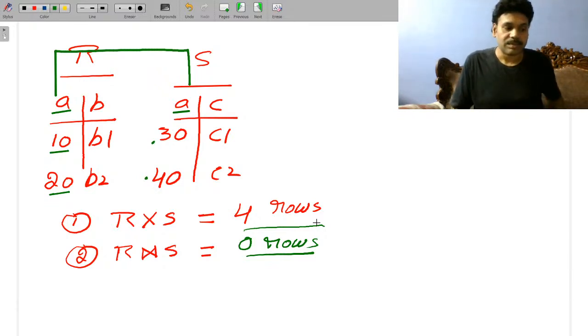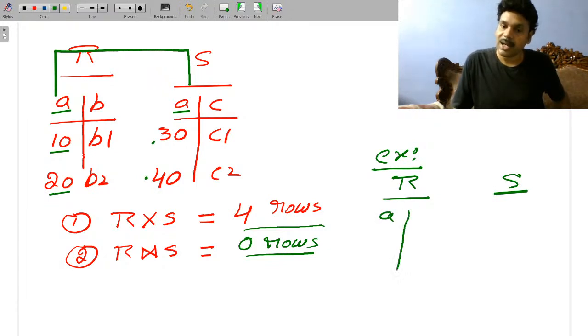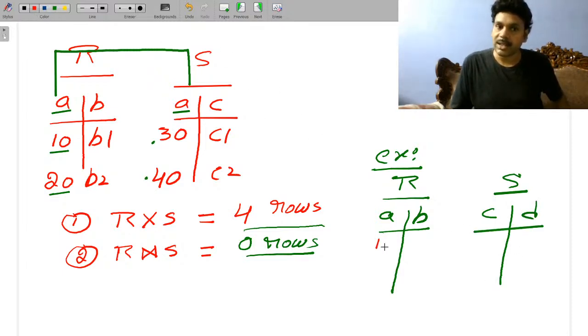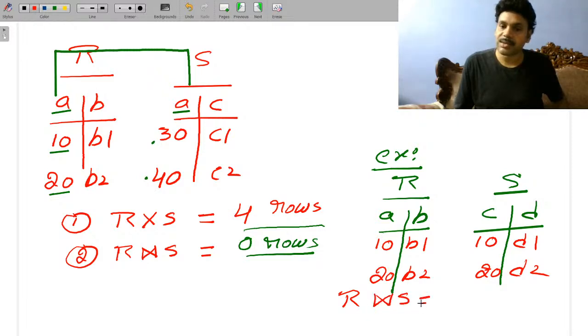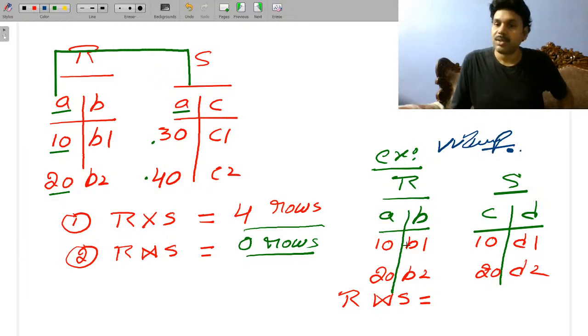Okay. Now let us see one more example here. I am saying there is an R and there is an S. I say AB here, C and D here, and the data is 10 B1, 20 B2, 10 D1, 20 D2. What is your R natural join S? How many rows? Please observe carefully. This is a very, very important example. What is R natural join S? So what is our R natural join S, friends? How many? Your answer is 4 rows.